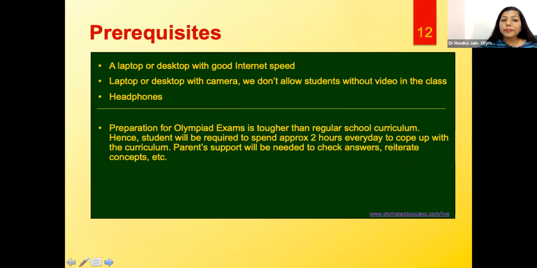Now, all that you require for these classes is a laptop or a desktop with good internet speed, with camera, because we do not allow students without video in the class. Headphones for better audio clarity. Now, you're already aware that preparation for Olympiad exams is slightly more demanding. So you need to spend at least a couple of hours every day extra. And of course, parental support is required at the back end.